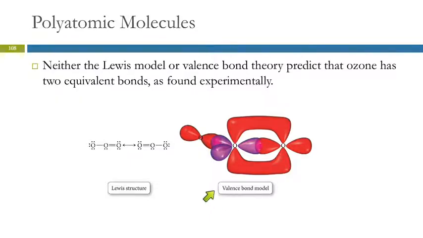This is the valence bond model for ozone. And so we've got a sigma bond between a hybridized orbital of this oxygen with a p orbital on this oxygen. Then we have a pi bond here between 2 unhybridized p orbitals. So that's this double bond. And then this oxygen is forming a sigma bond with the third oxygen over there. This is predicting a double bond here and a single bond over there. That is not what we observe. So both of these models are falling short.